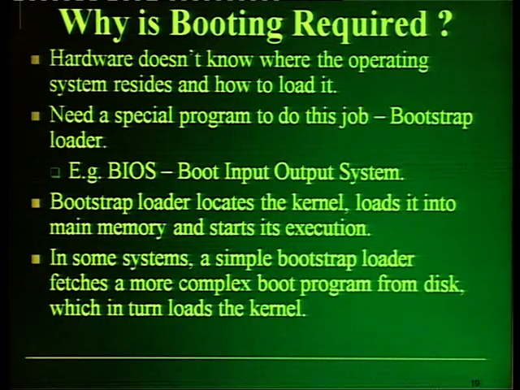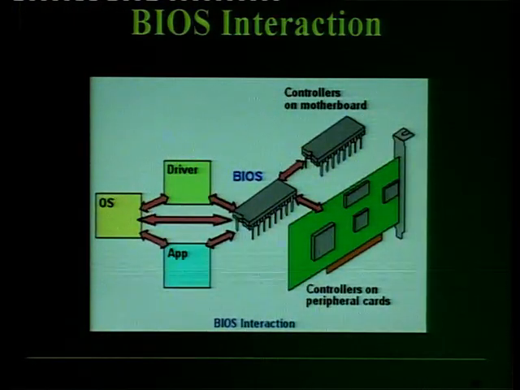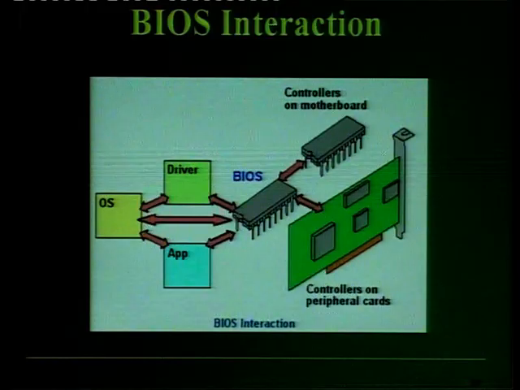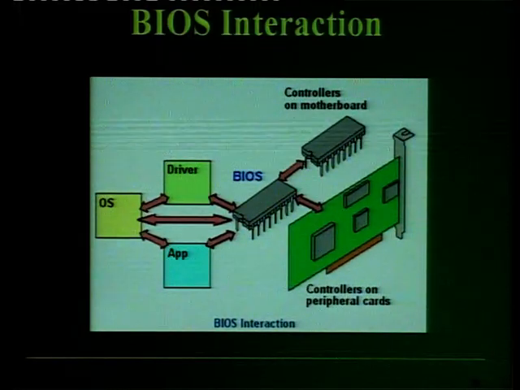The bootstrap loader locates the kernel wherever it is stored on the hard disk, loads it into the main memory and starts its execution. But in some systems, a simple bootstrap loader fetches a more complex boot program from disk, which in turn loads the kernel. This is the BIOS interaction with each and every component: with the controllers on the motherboard, the controllers of the peripheral cards, with the various drivers, with the various applications, and it can communicate directly with the operating system. This is the BIOS interaction with all the other chips and all the controller cards.